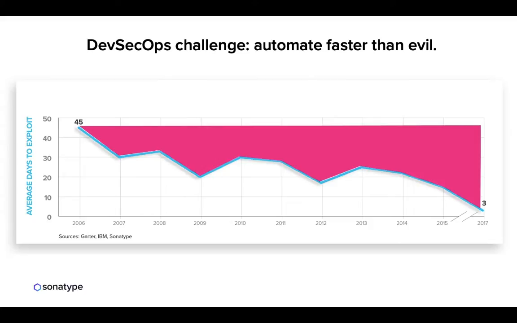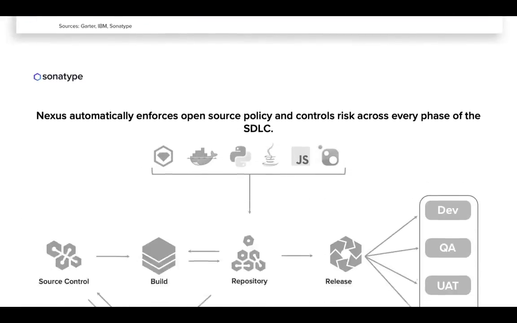So the DevSecOps challenge for everyone is they have to automate faster than evil. If they're using automated CI/CD, then they can push out a new release much faster than if you're using old waterfall type methodologies. So organizations have to be aware of what they're using, know what their risk is, and then be able to fix it very quickly.